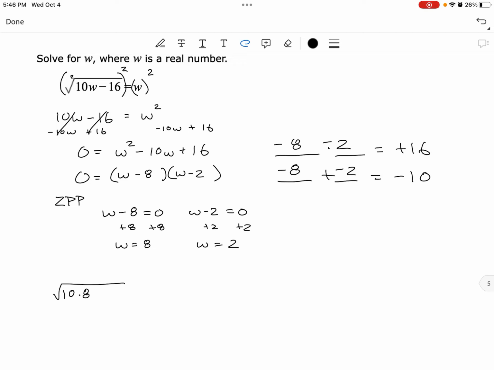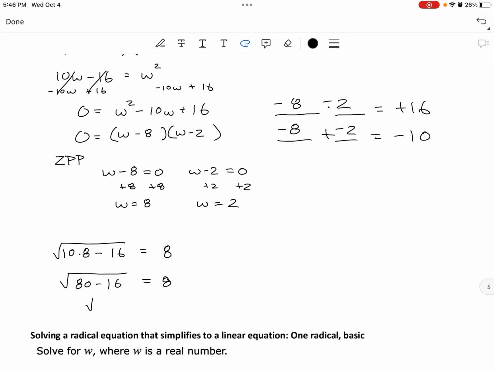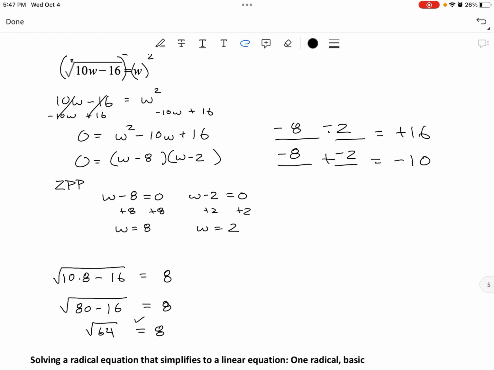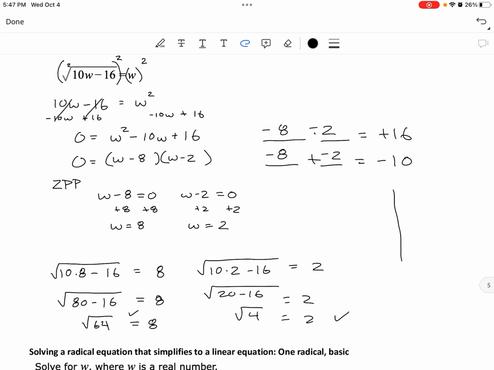We'd have 10 times 8 minus 16. Does that all equal to 8? That would be square root of 80 minus 16, which is the square root of 64. And you can see that the square root of 64 is 8, so that checks out. But let's also check the 2. We'd have 10 times 2 minus 16, and does that equal 2? That would be 20 minus 16, which is square root 4, which does equal 2. So we're good. These are both two good solutions. You could also look at the graph.